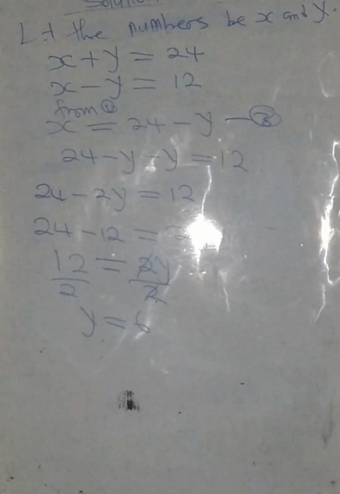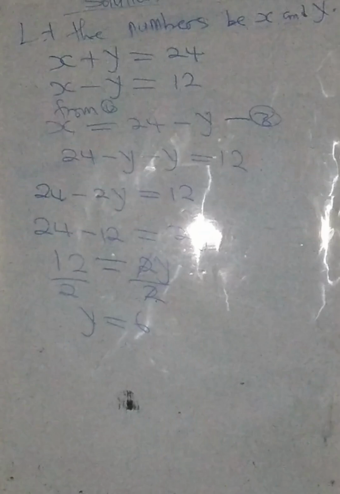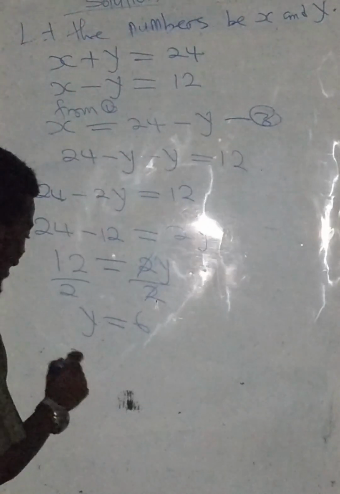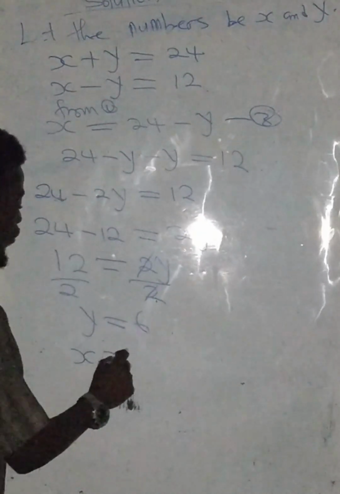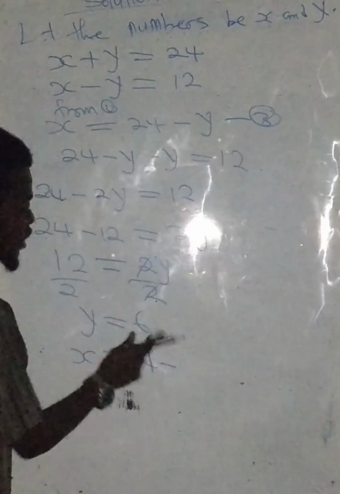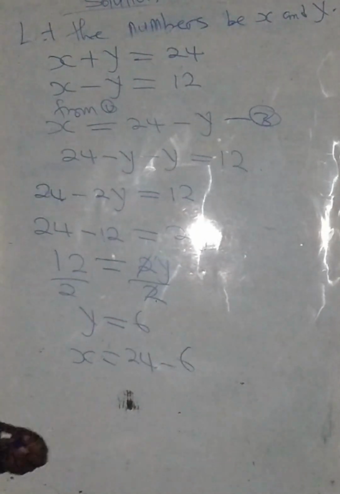Are we okay? Take another equation and substitute. Look at equation 3. From 3, x is equal to 24 minus y. What is y? 6. So when you subtract, you have the same answer: x is 15.